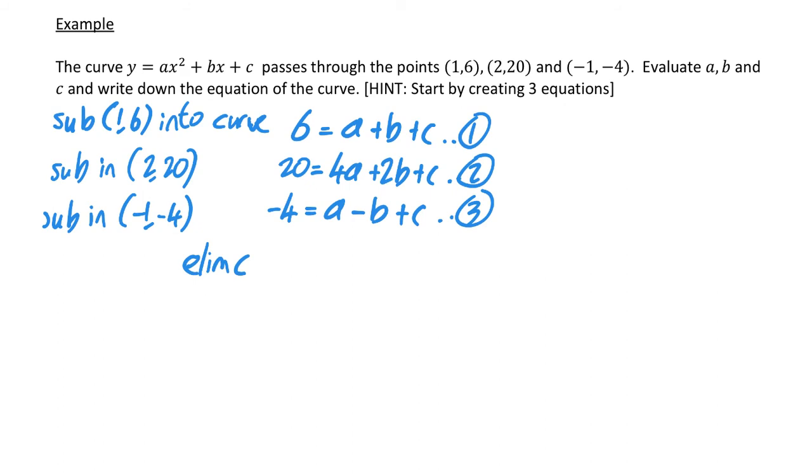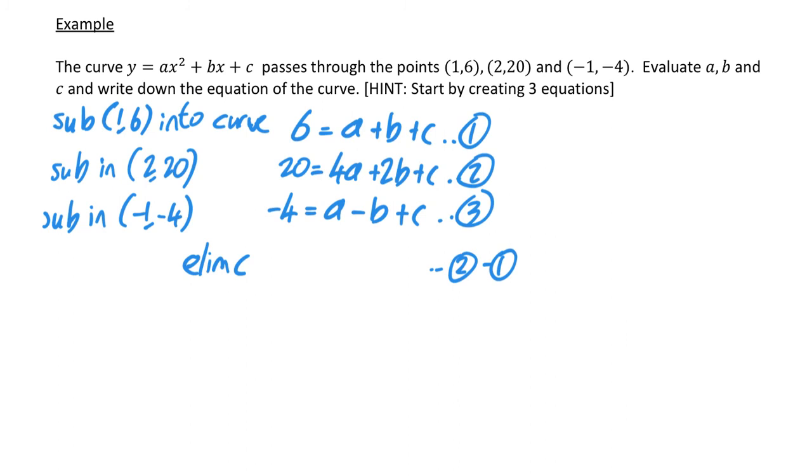And how I'm going to do that is I'm going to use my equation 2 minus my equation 1 first of all. Because if you look at your c's again, they're both positive. If the signs are the same, you subtract. And so it's equation 2 minus equation 1.